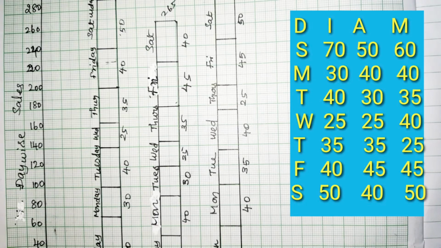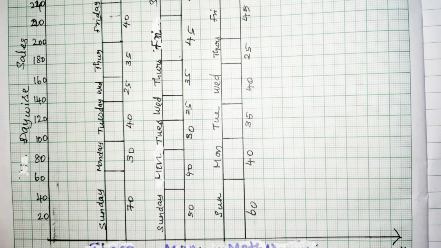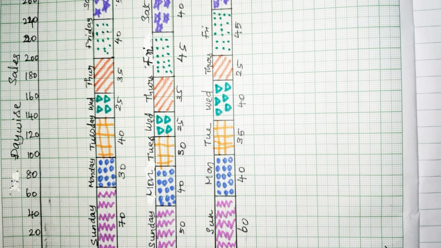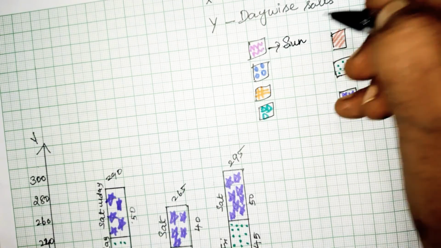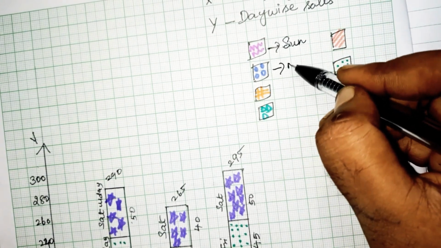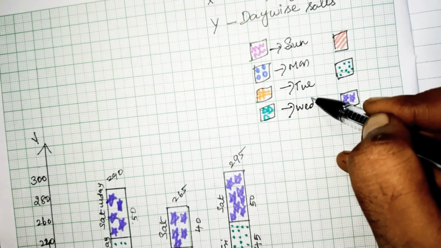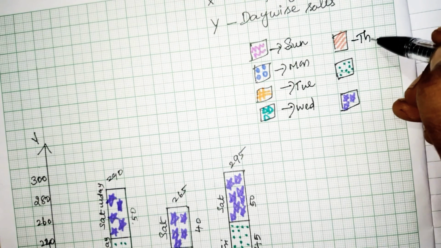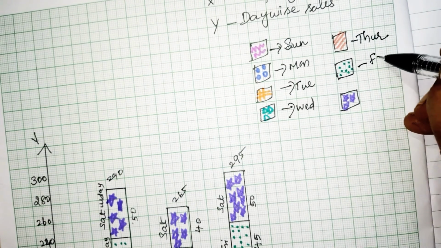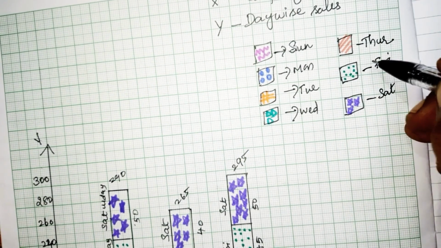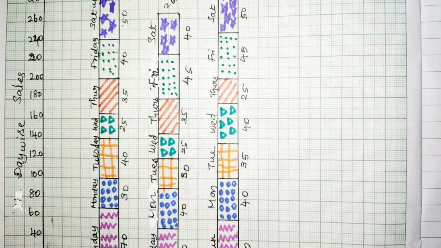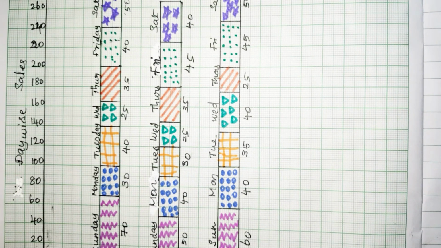In this way you have to divide the total bar into segments. To distinguish the sales you have to give some different shade or color. After shading you have to give the footnote for the markings: Sunday, Monday, Tuesday, Wednesday, Thursday, Friday. In this way you have to draw a subdivided bar diagram.